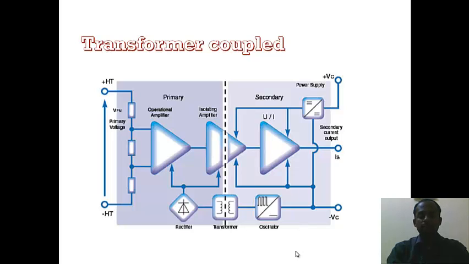And if you note here, this transformer is not a step down or step up transformer. It is generally an isolating transformer. It only isolates the primary part and the secondary part. It does not amplify any voltage or current. So, coming to the secondary side, we have one secondary amplifier, and this oscillator.